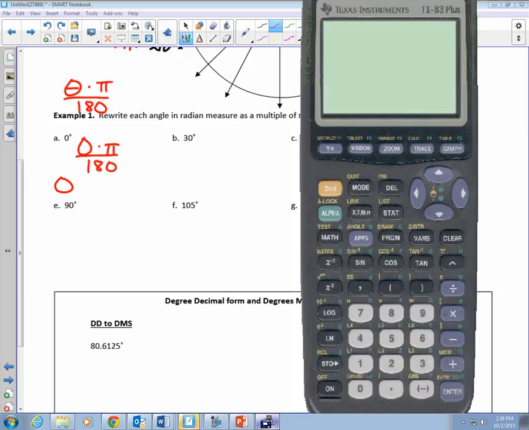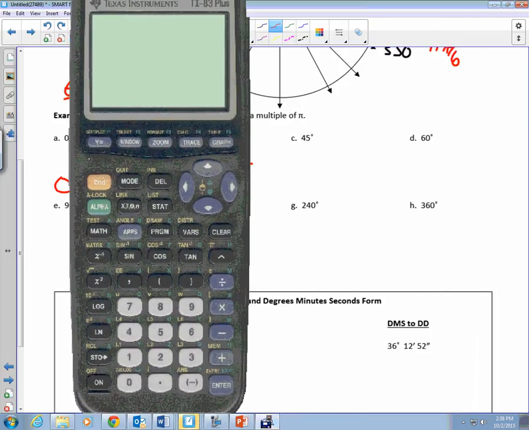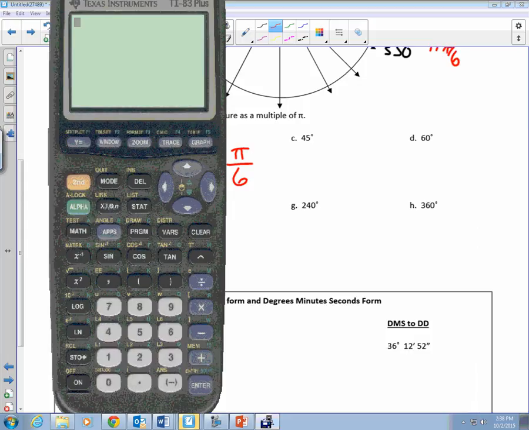Okay. Next one, we have 30 times pi divided by 180. Now, are 30 and 180 divisible by the same number? What are 30 and 180 both divisible by? There's a bigger number than 3, bigger number than 6. They're both divisible by 30. What's 30 divided by 30? 1. What's 180 divided by 30? 6. So what you have to do is reduce your fractions. Now, does pi over 6, does that match what we had with our chart? Yes.